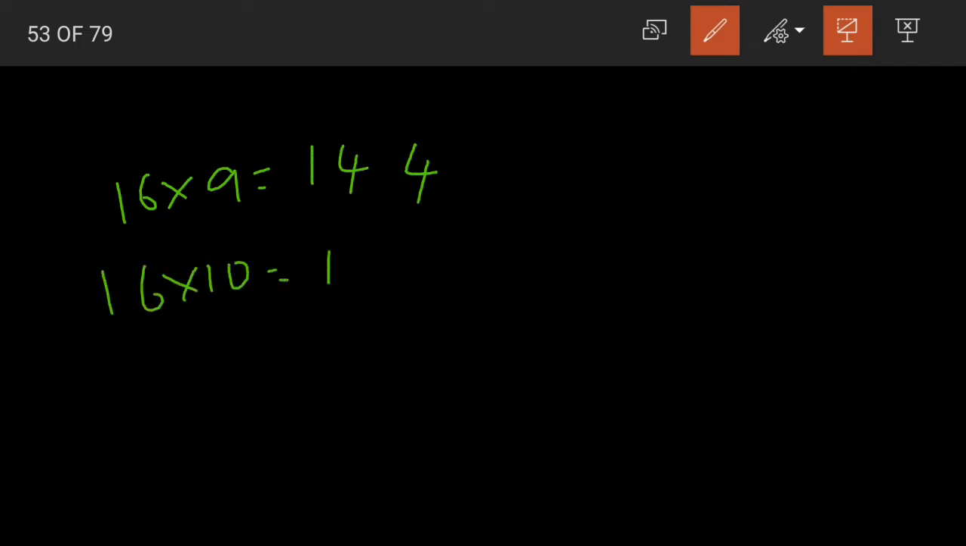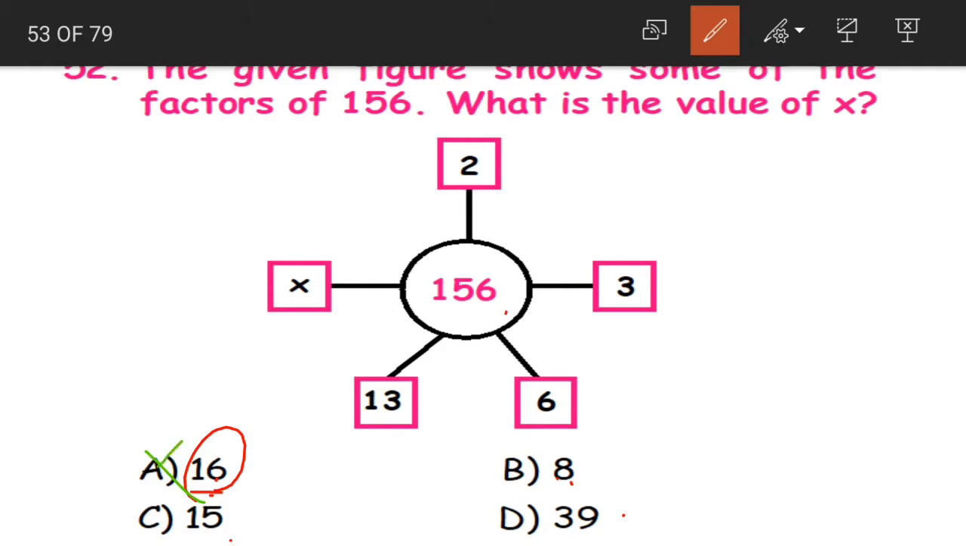See, we have 16 9s are 144, and then we have 16 10s are 160. Do we have 156 in the 16 table? No. So 16 is not a factor of 156. Coming to option B, 8.